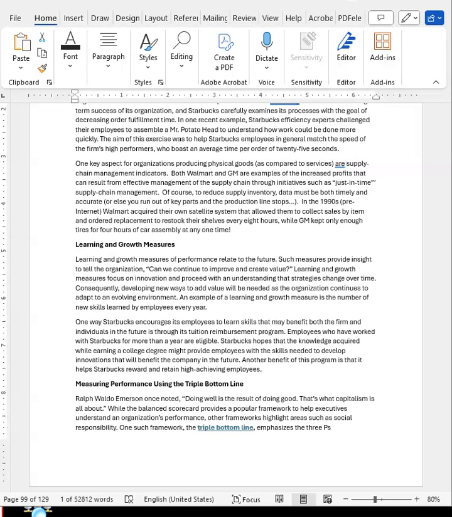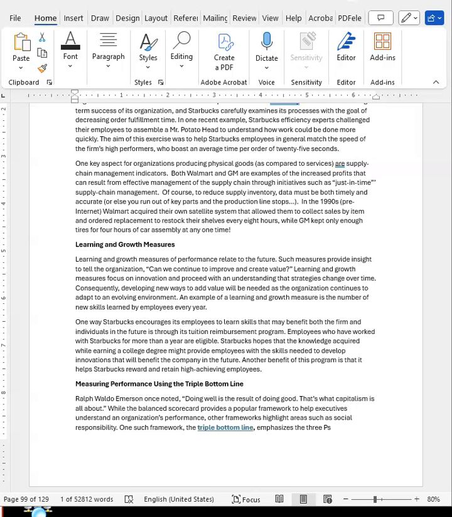One key aspect for organizations producing physical goods, as compared to services, are supply chain management indicators. Both Walmart and GM are examples of the increased profits that can result from effective management of the supply chain through initiatives such as just-in-time supply chain management. Of course, to reduce supply inventory, data must be both timely and accurate, or else you run out of key parts and the production line stops.